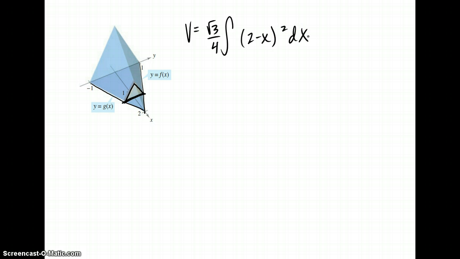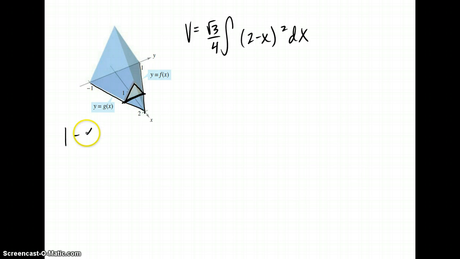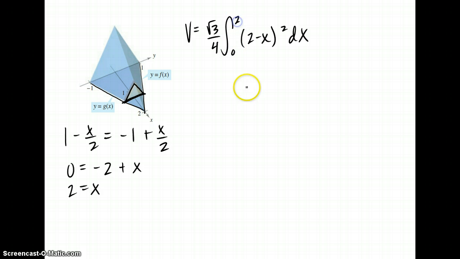Now we need our boundaries. So where do boundaries come from? We're going to set our two functions equal to each other. Now you can see from the graph that the boundaries of the region are going to be 0 and 2. 1 minus x over 2, plus x, so then x equals 2. And x equals 0 was given as one of the boundaries.